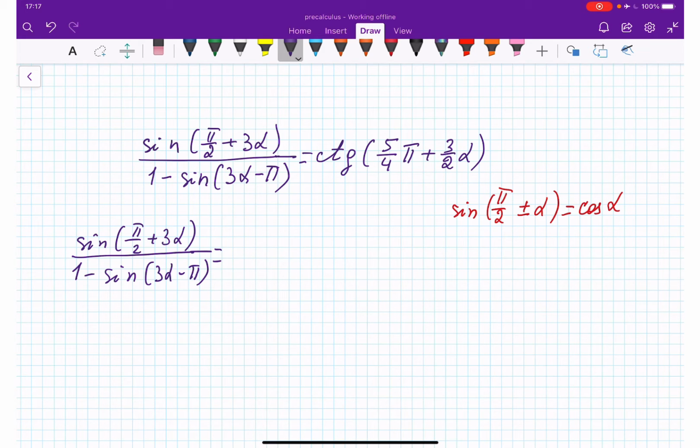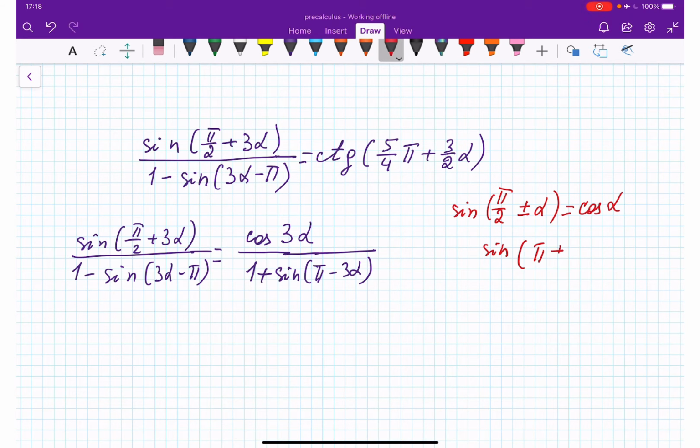So in the numerator, sine of (half a pi plus 3 alpha) is going to be equal to cosine 3 alpha. Yes? Okay. Now in the denominator, I need pi minus 3 alpha, right? Instead of 3 alpha minus pi, because I'm going to use another formula where I will need pi minus alpha. So let me do 1 plus sine of (pi minus 3 alpha). I change the sign in front of the sine and flip the pi minus 3 alpha.